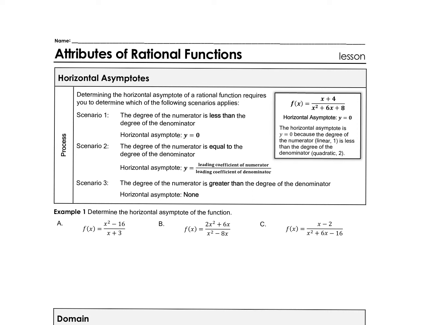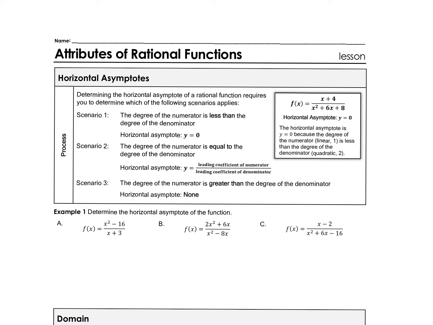Okay, in this lesson, we're going to be looking at the different attributes of rational functions. So rational, remember, you have a fraction. So there's horizontal and vertical asymptotes. We'll also look at domain and then x-intercepts. So horizontal asymptotes is what we're looking at first.